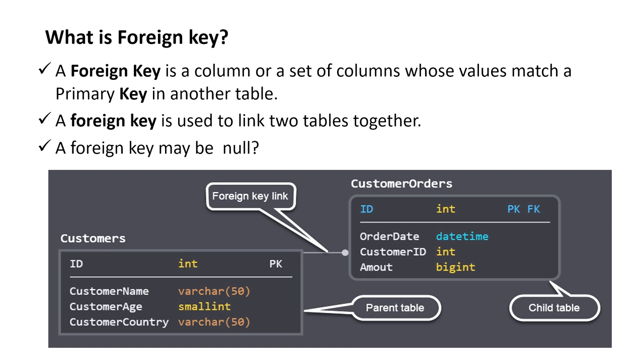What is a foreign key? A foreign key is a column or set of columns whose value matches a primary key in another table. A foreign key is used to link two tables together. A foreign key may be null. See the example below, there are two tables, customers and customer orders. In the customers table, ID is the primary key and in customer orders, ID is the foreign key. So the customers table is the parent table and the customer orders table is the child table, and both tables are linked with the ID column.